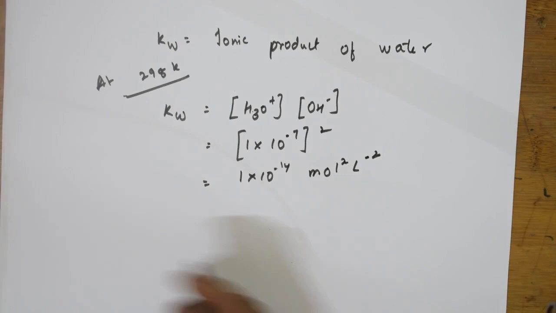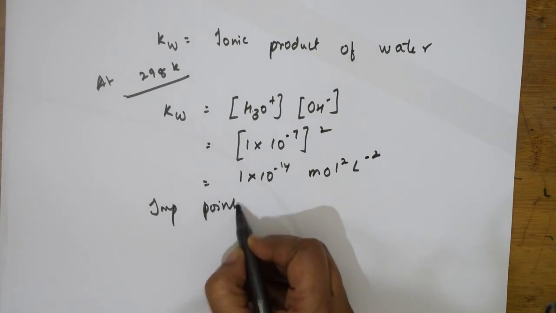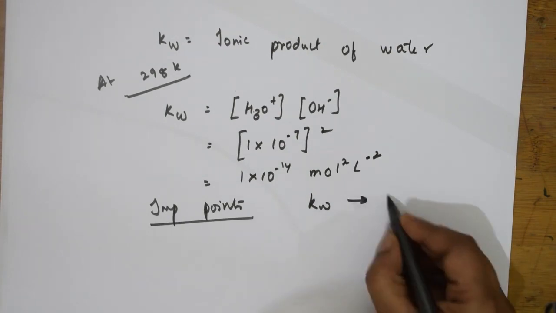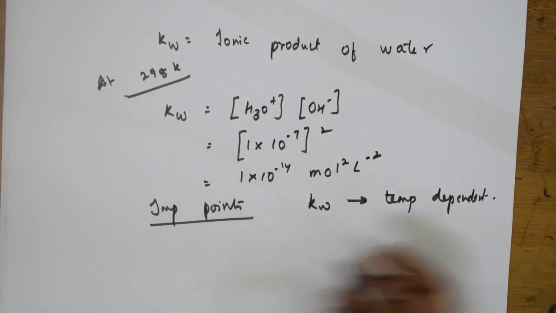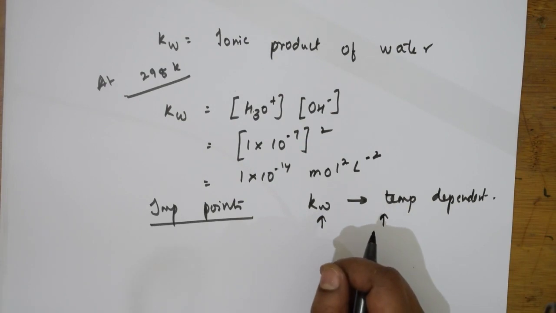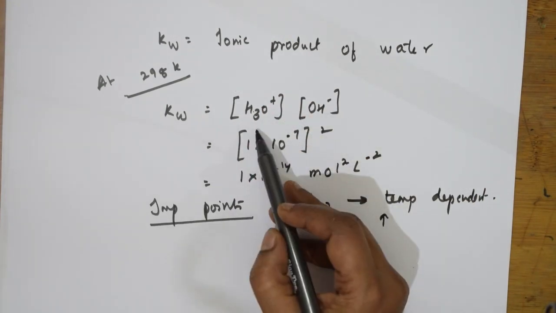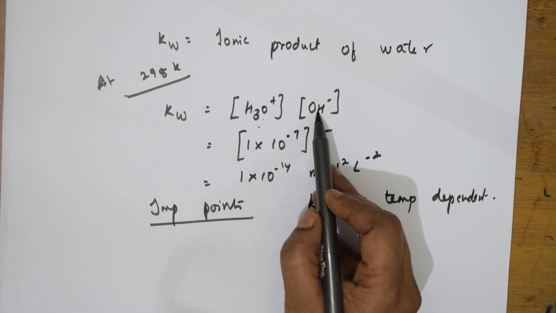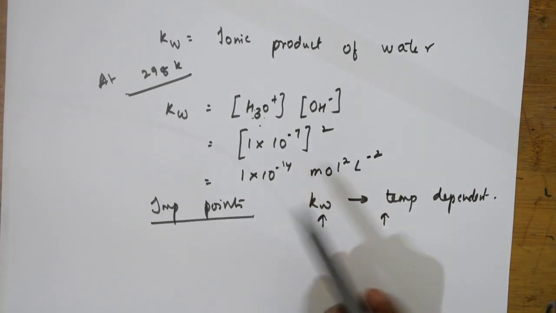The most important things you have to remember about the ionic product of water, remember this when you are solving numericals. First of all, Kw is temperature dependent. That means when temperature increases, Kw also increases, directly related. Now you very well know for acidic solutions the concentration of H3O plus will be more than OH minus. For basic solutions the concentration of OH minus will be greater. For neutral solutions both will be equal.